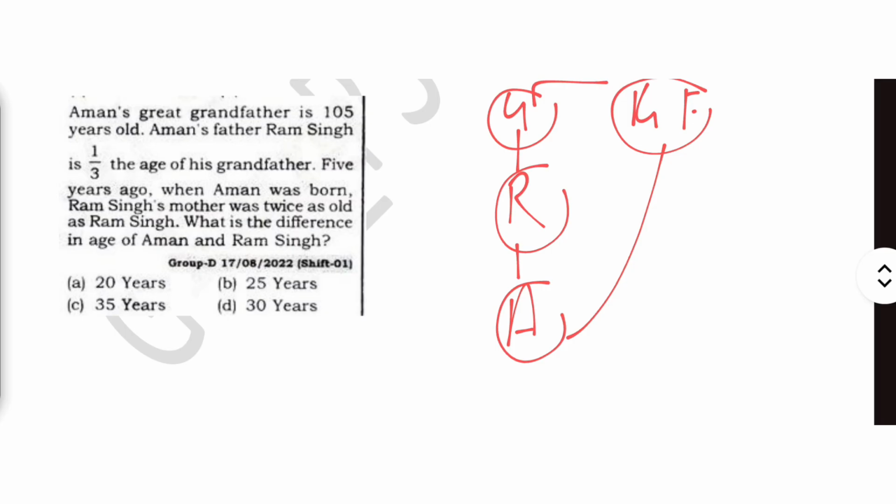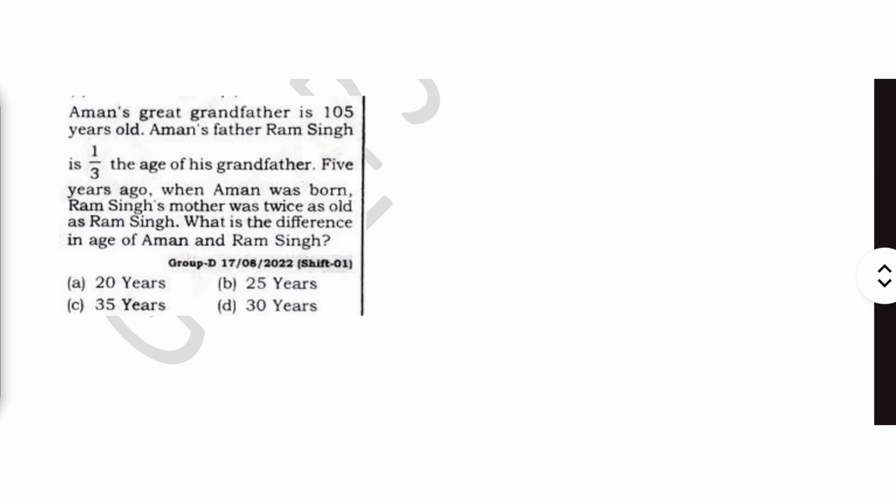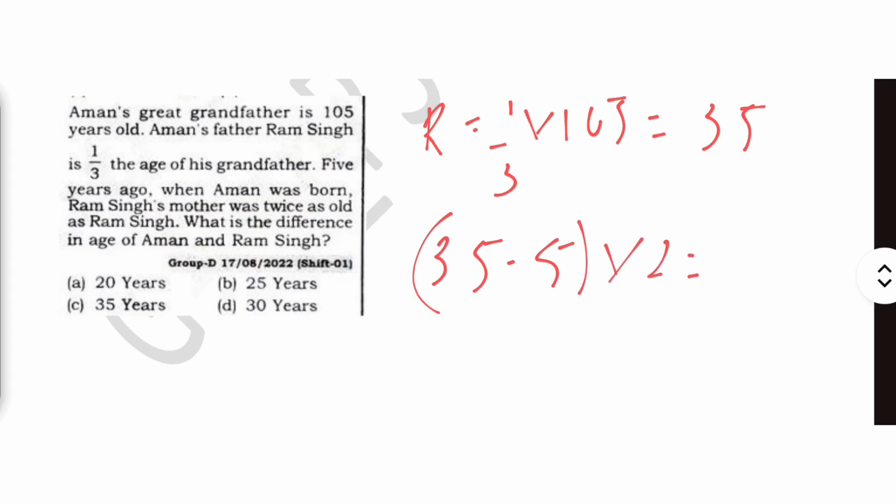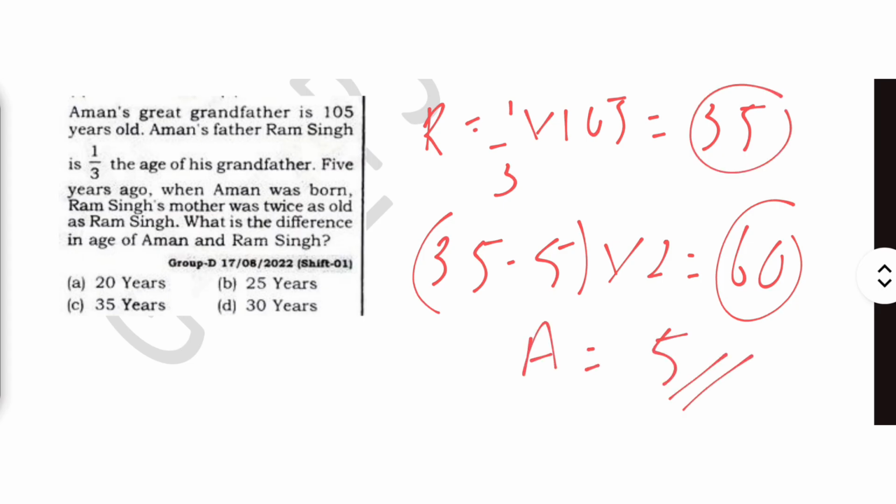Okay, so now we are given that Aman's father Ram Singh is 103 of his grandfather, which is 3 3s are 9, 3 5s are 15. 5 years ago, when Aman was born, Ram Singh's mother was twice as old as Ram Singh. So 35 minus 5 into 2 is nothing but 60 years. Ram Singh's mother was 60 years and Ram Singh was 35 years. And how old was Aman 5 years ago? 5 only, because he was born only at that time. So what is the difference between Aman and Ram Singh? It is nothing but 30 years, because this much only, nothing else.